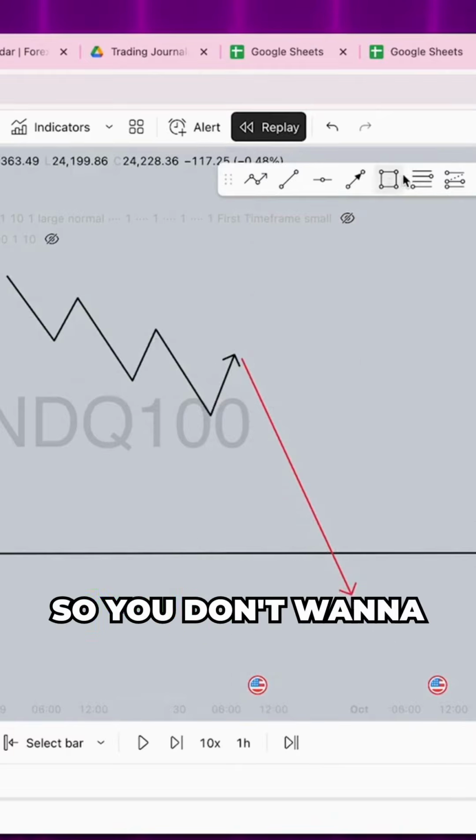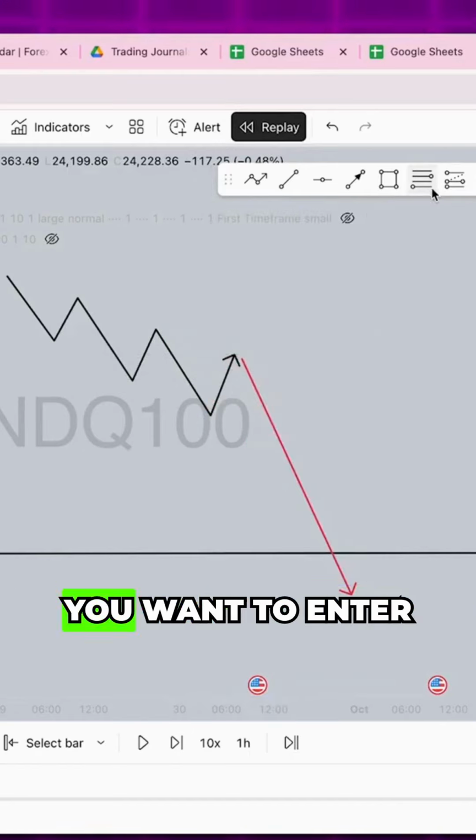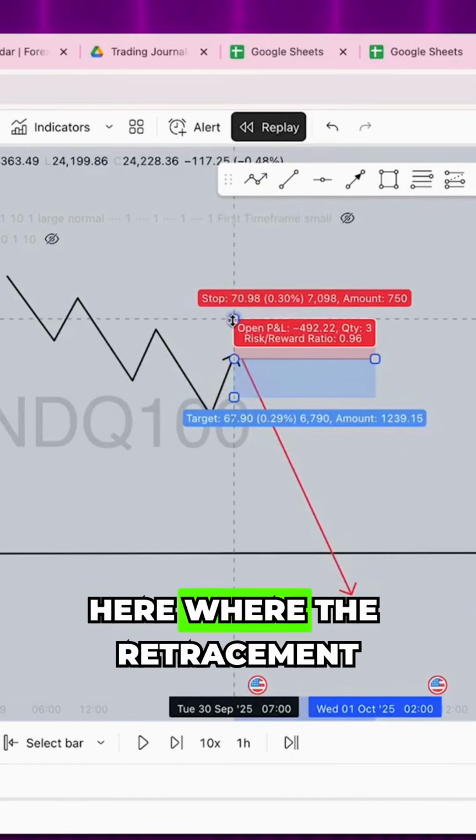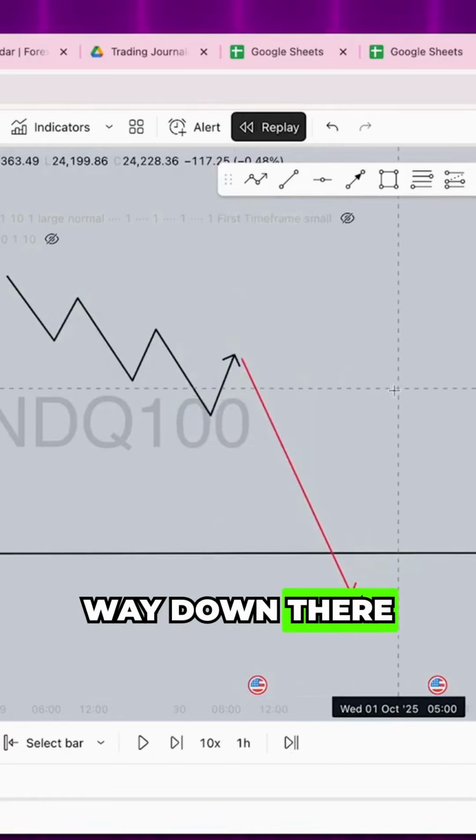So you don't want to enter, for example, here, because you'll most likely get stopped out. You want to enter here, where the retracement happens, and then you can take an entry to take it all the way down there, right? Those are the best trades.